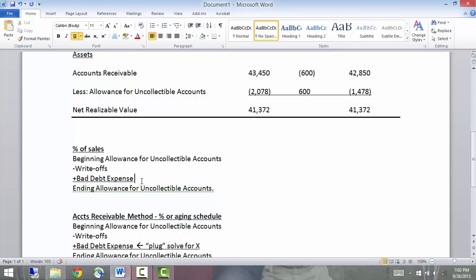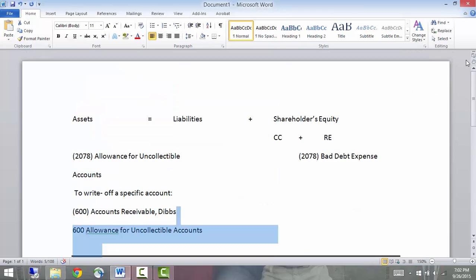So. Now, with the percentage of sales method, you don't have to solve for X here because this number is going to be a percentage of your sales. The problem will tell you they use this percentage of sales method and management estimates 1% or 2% or 5% of sales. You're going to have to take 5% of sales or 2%, whatever the percentage is, and that will be your bad debt expense. That is the number, the bad debt expense, that you use in your accounting equation. Here and here. Okay?